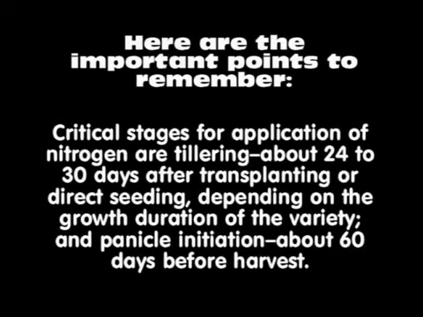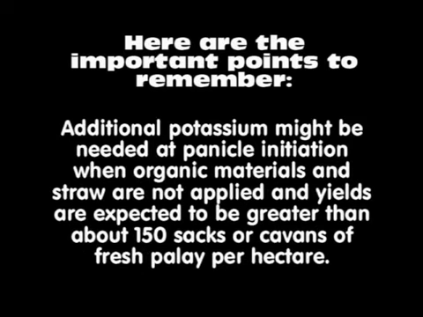Here are just some important points to remember. Critical stages for application of nitrogen are tillering, about 24 to 30 days after transplanting or direct seeding, depending on the growth duration of the variety, and panicle initiation, about 60 days before harvest. Additional potassium might be needed at panicle initiation when organic materials and straw are not applied, and yields are expected to be greater than about 150 sacks or kavans of fresh palay per hectare.